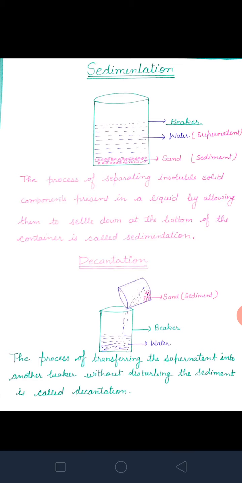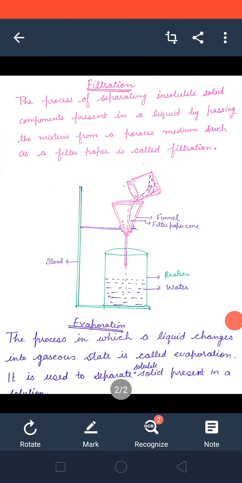Now, if we have to separate the sand from the water, it means we have to use two processes. The first process is sedimentation and the second process is decantation. The mixture of sand and water is allowed to stand undisturbed for some time. What will happen? The sand, being heavier, settles down at the bottom. Water is poured into another container. This is known as decantation. Now, the next method we will study is filtration.